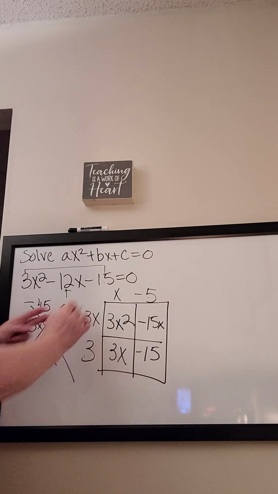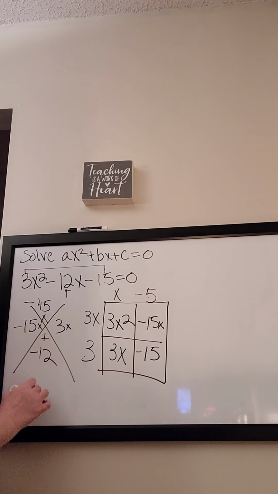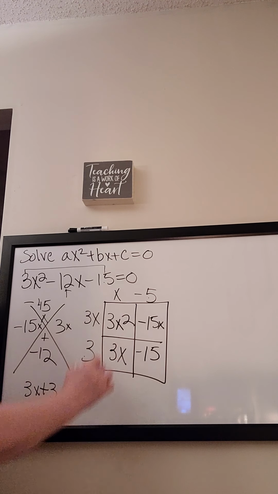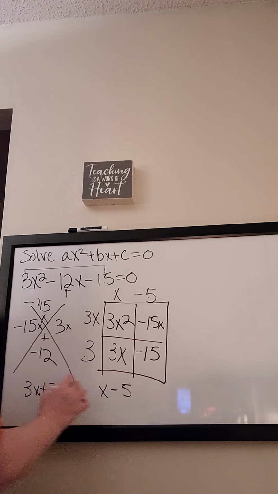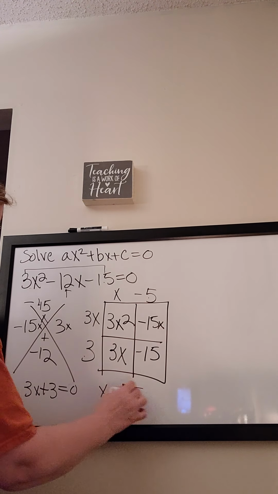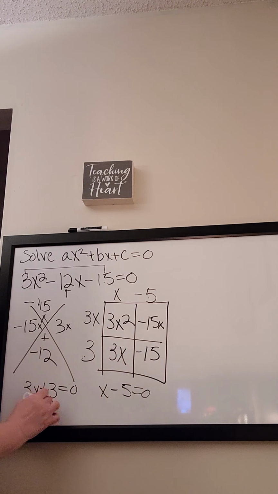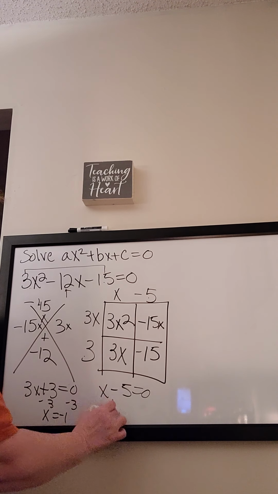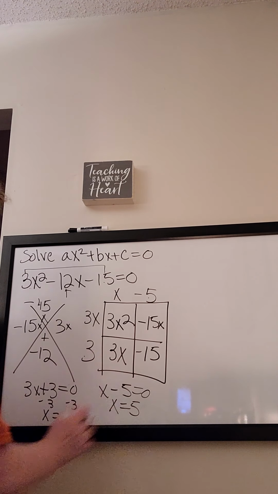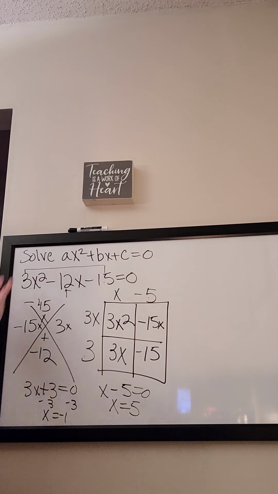So the answer is these outside ones, 3x plus 3 and x minus 5. We have to solve, so I'm going to set those both equal to 0. Subtract 3 from both sides and divide by 3, so x equals negative 1. Add 5 to both sides and x equals 5. If you put those both in there, they should both equal 0.